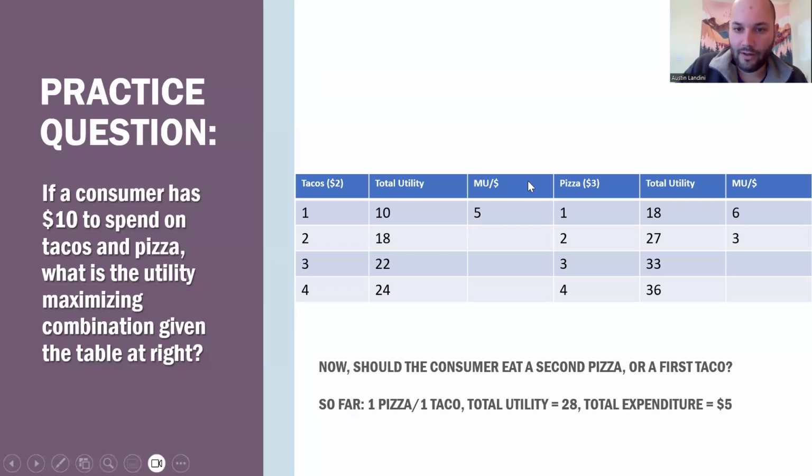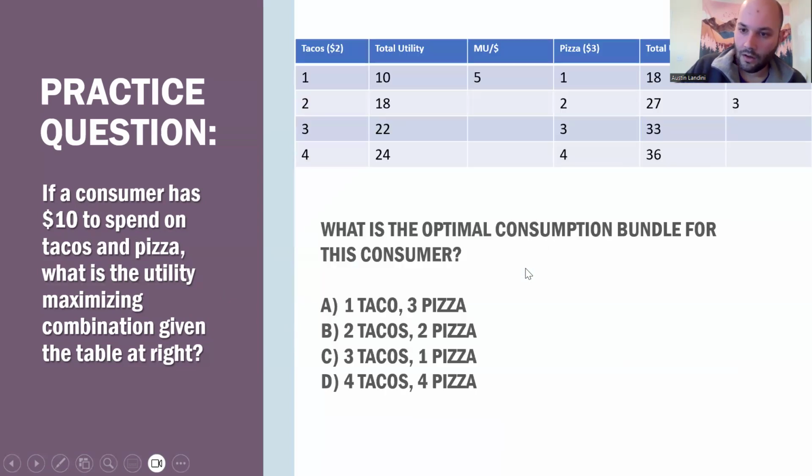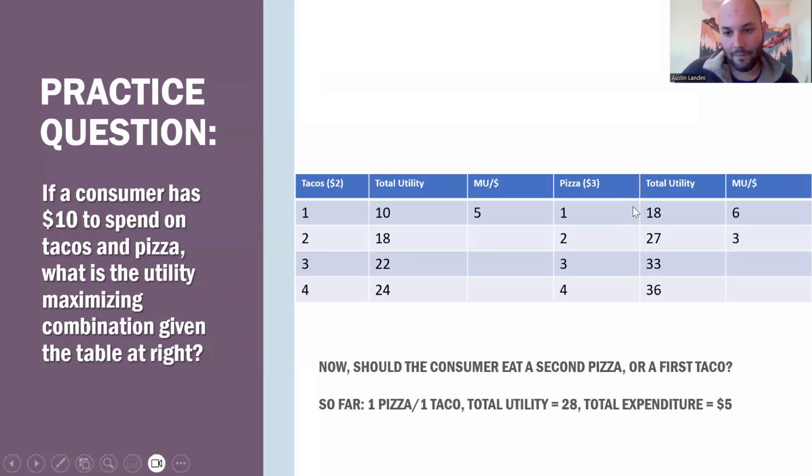All right, so we now compare buying the first taco, which gives a marginal utility per dollar of 5, versus the second slice of pizza. We've already bought 1 slice of pizza, giving a marginal utility per dollar of 3. And we can see that we want to purchase the taco. So now we've purchased 1 pizza, 1 taco, and spent 5 of the $10. So then we would go piece by piece.